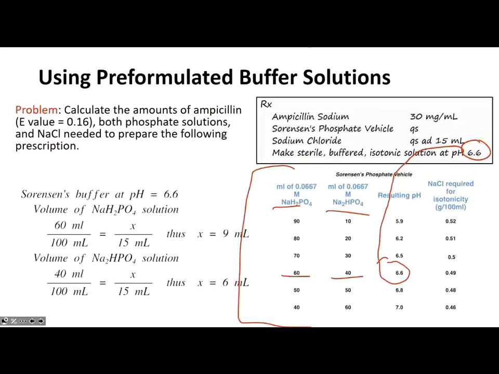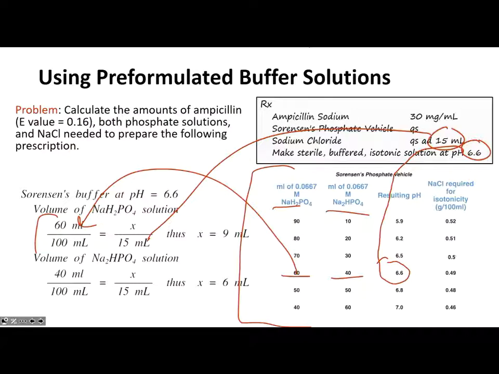So what I did is, let's start. Here is the monobasic. So my value here for 60 for the monobasic was, I needed 60 mils of the monobasic out of 100 mils total. Would you agree? 40 plus 60 is 100. So I needed 60 out of the 100 to be the monobasic. Let's just set that equal to some X amount over 15, because I don't want 100, I want 15. Okay? So do you all see where the 15 comes from? The 15 is the amount that I want to actually compound. So 60 over 100 is equal to X over 15. Solve for X. What do you get? 9 milliliters. So an equivalent amount, a proportional amount, 60 to 100 is the same as 9 out of 15.